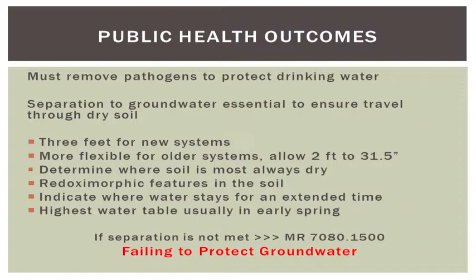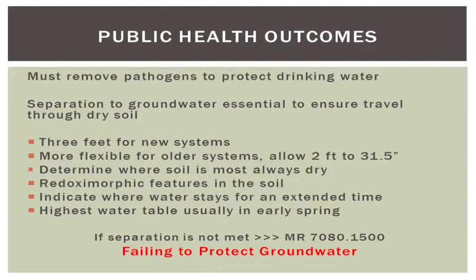If you do not meet the separation distances that I just described, it is a system failing to protect groundwater. Those systems also include such things as cesspools and sewage pits, which are deepened, open-bottom pits, generally sitting right in the water table itself. So those are also considered systems failing to protect groundwater.